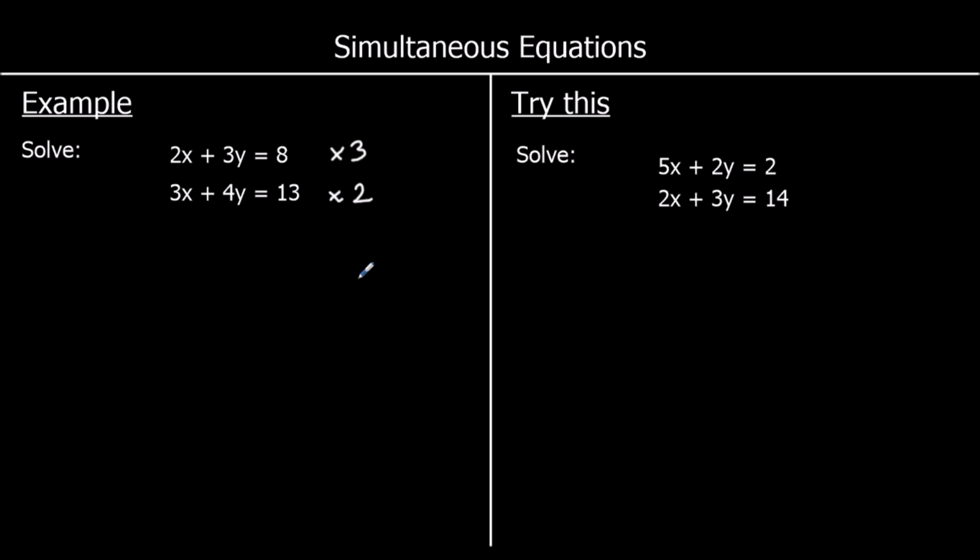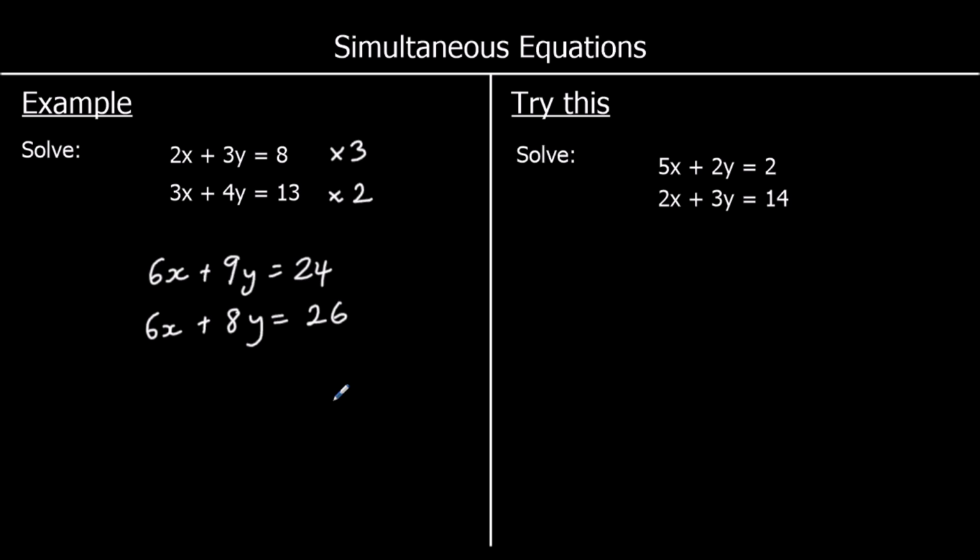I'm going to do the x's, so I'm going to multiply the whole of the top equation by 3 and the whole of the bottom equation by 2. So what does that give us? So 6x plus 9y equals 24, multiplying every term by 3. And then for the second equation, 6x plus 8y equals 26, multiplying every term by 2. So now the x's are the same.